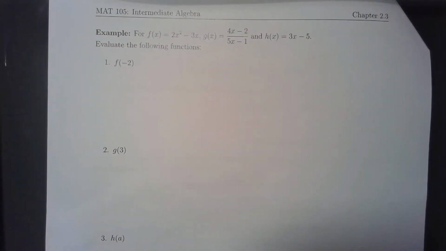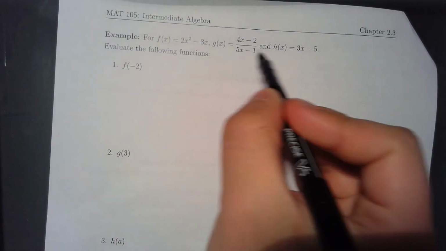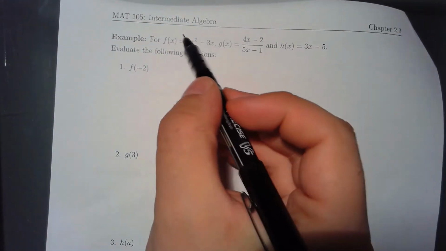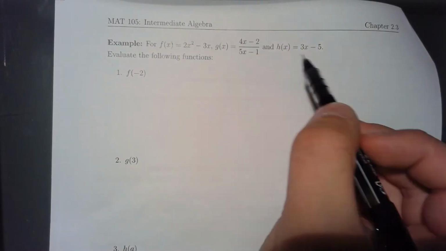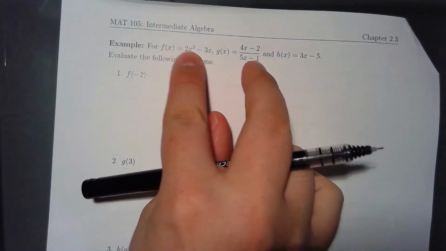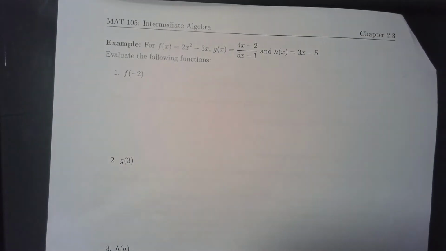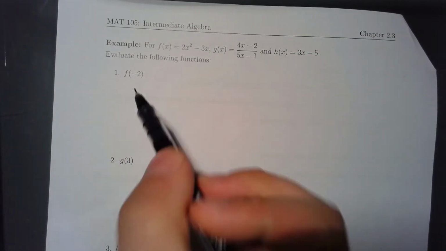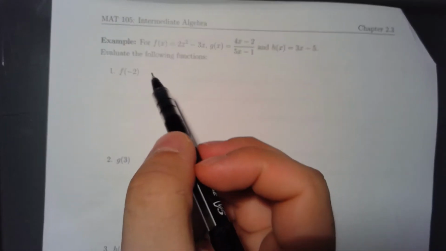So on page 2 I have multiple functions, right? Here's f of x, here's g of x, here's h of x. This is actually a polynomial function because it's squared. This is a rational function. This is a linear function. Don't worry about the fact that these are different functions. All you have to worry about in this section is getting used to evaluating functions at inputs and getting an output. That's all you have to do.